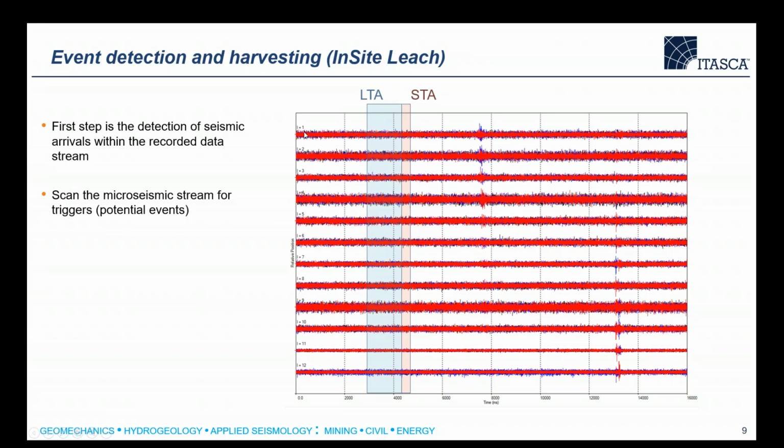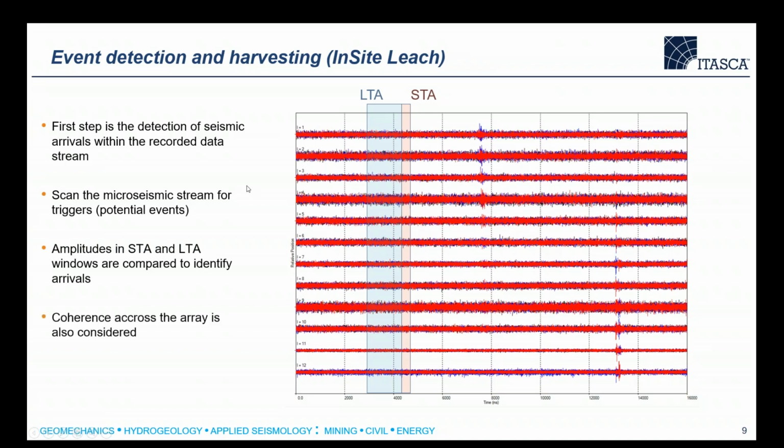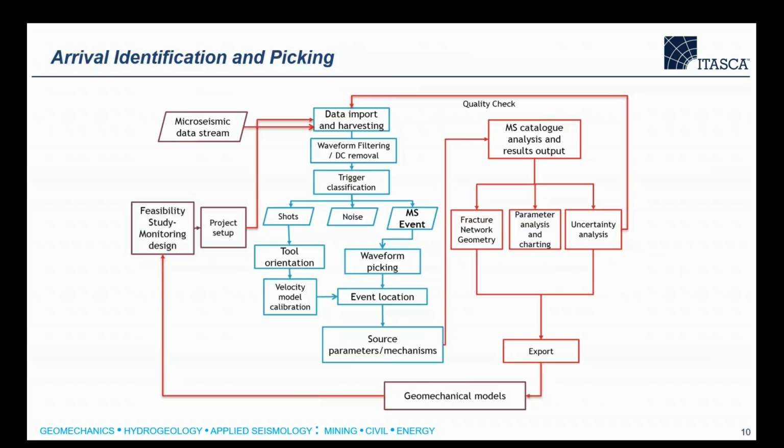We have here two windows that scan the whole trace, looking for these triggers. We have a front window that's got the signal and a back window that's in the noise. So when the amplitude in the front, or whatever value we estimate, and we'll talk about that later, exceeds the value at the back, that means we have an arrival. That can be identified as an arrival. And we also need to consider that arrival is not only achieved in one station, but coherently across different stations.